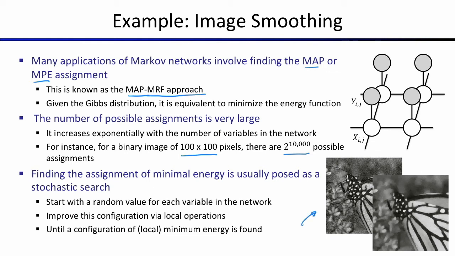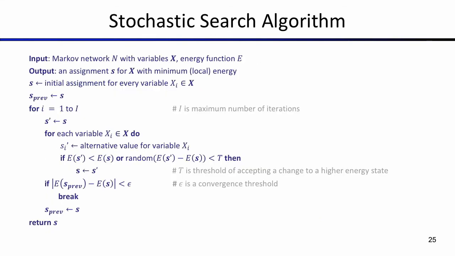So we started with this image that is corrupted with noise, and we got this much smoother version of this image. This is one algorithm for stochastic search, and we're going to check it here. The input is going to be a Markov network N with variables X, and we also need an energy function that we call E.